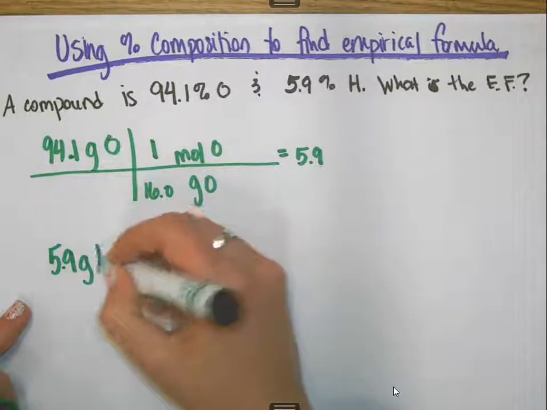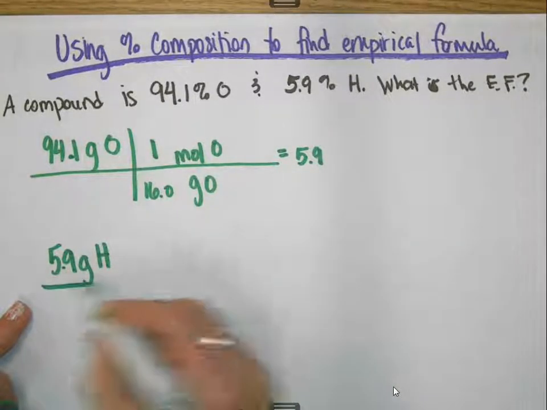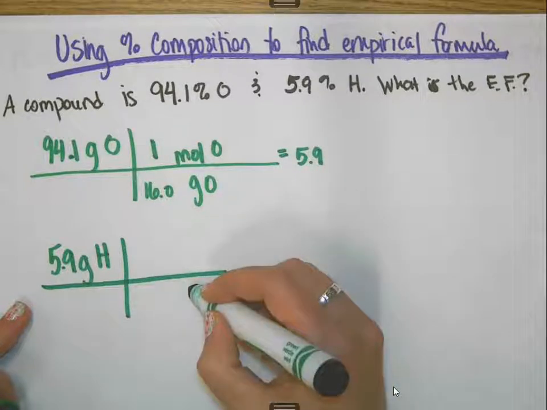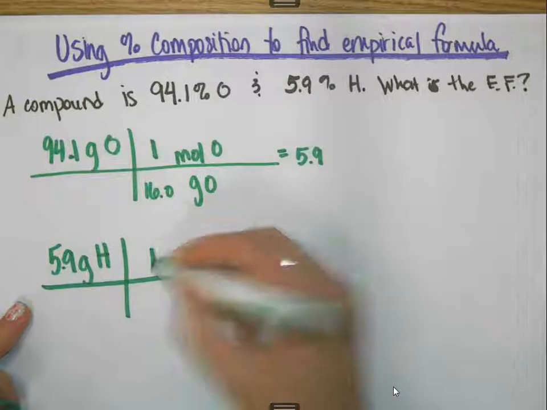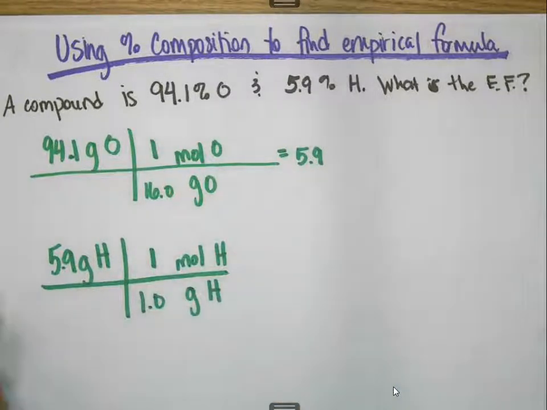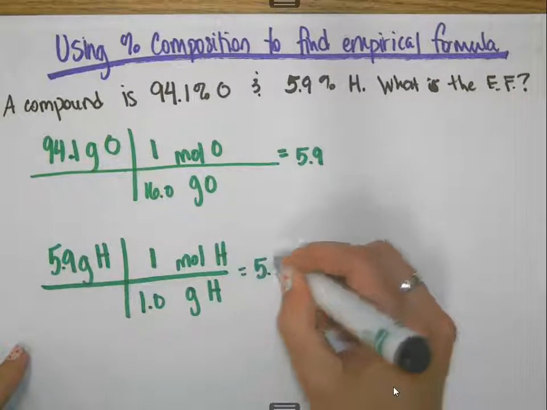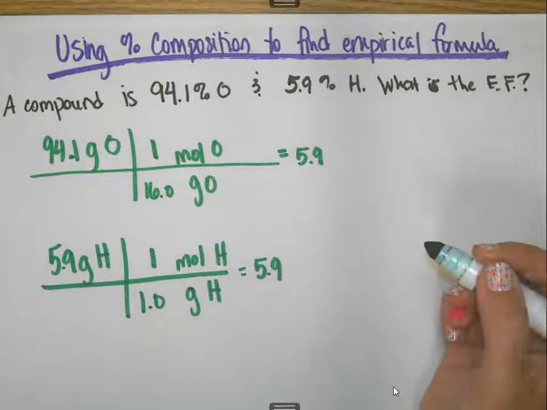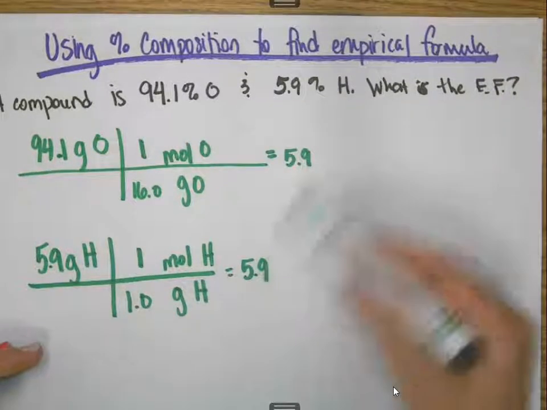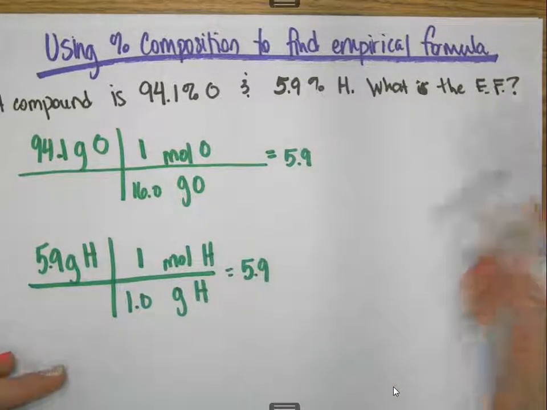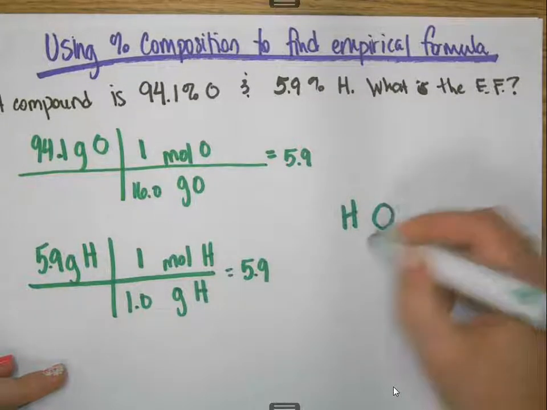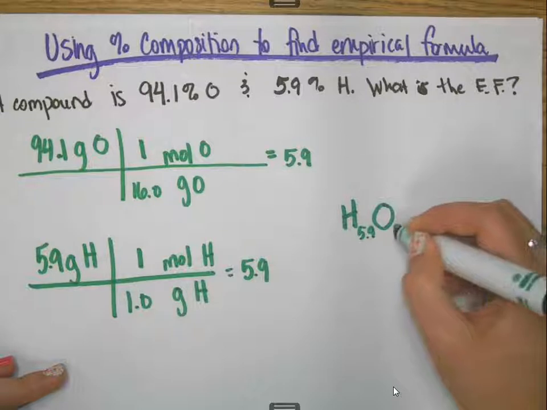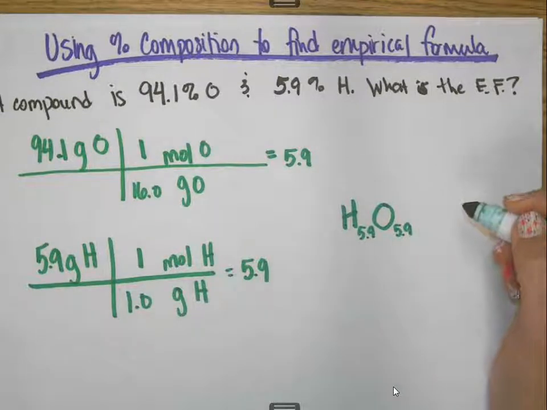And 5.9% hydrogen will become 5.9 grams of hydrogen. Convert that to moles. Grams of hydrogen goes on the bottom, moles of hydrogen goes on top. The periodic table has a mass of 1.0 for hydrogen, so there's going to end up being 5.9 moles of hydrogen. So what I'm proposing to you is that these two numbers would be my subscripts. But if you look at it, H is going to be written before the O in the compound. It doesn't make sense to have H 5.9 O 5.9.